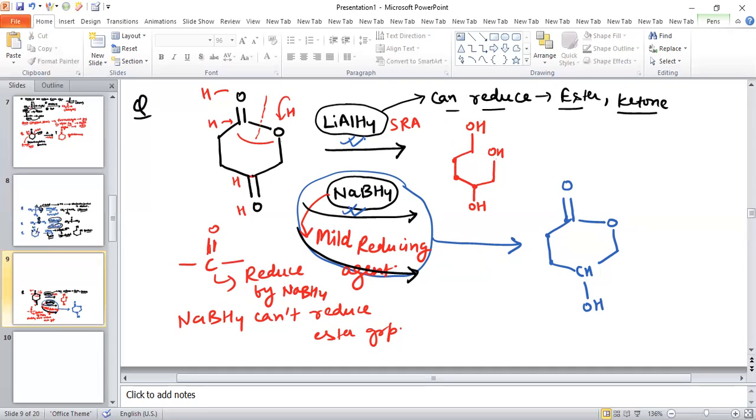So we have discussed the preparation of aldehyde and ketone. In the next lecture we will discuss some more things related to this.